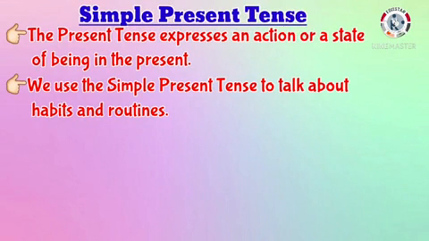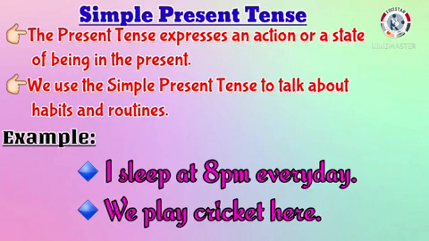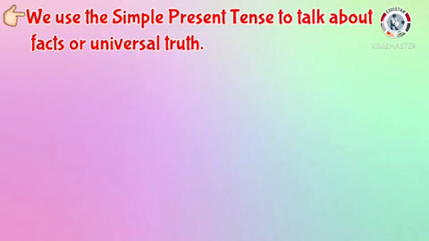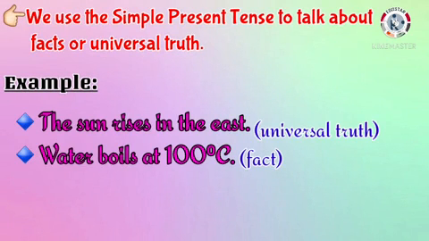We use the simple present tense to talk about habits and routines. For example, I sleep at 8 p.m. every day. We play cricket here. And we use the simple present tense to talk about facts or universal truth. For example, the sun rises in the east. This is a universal truth. Water boils at 100 degrees Celsius. This is a fact that we can't change.